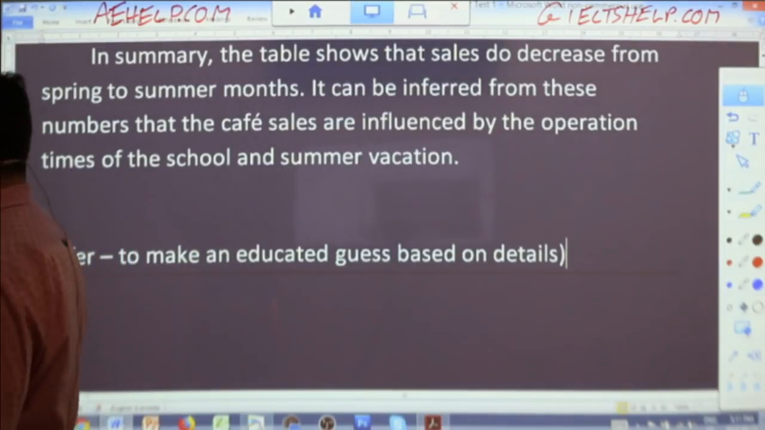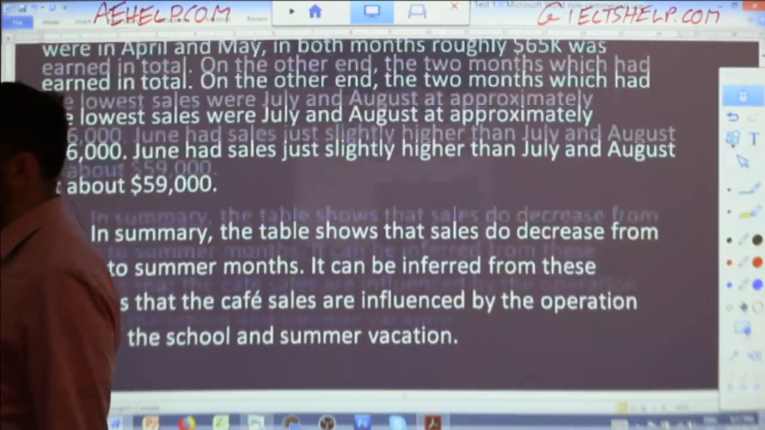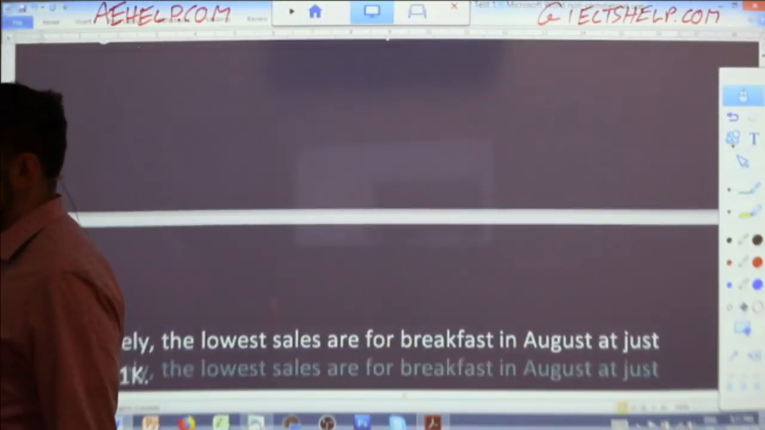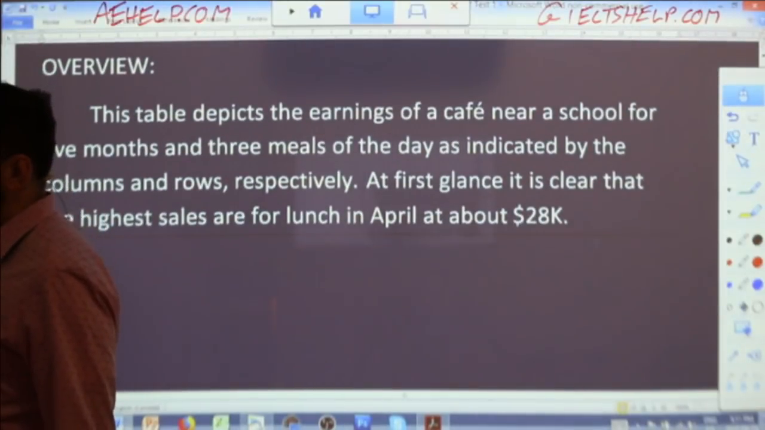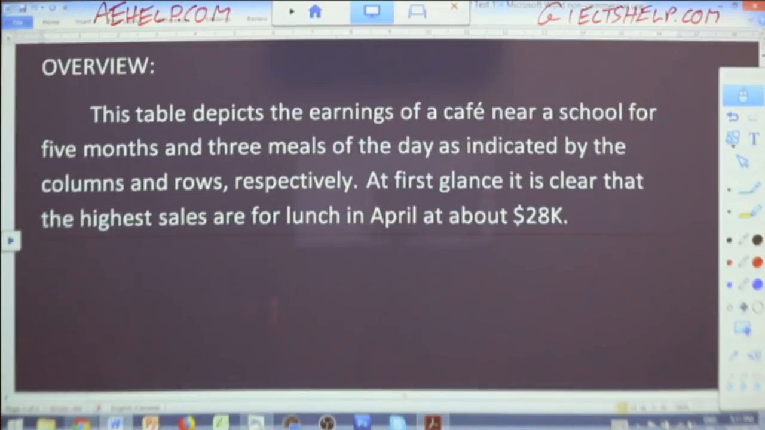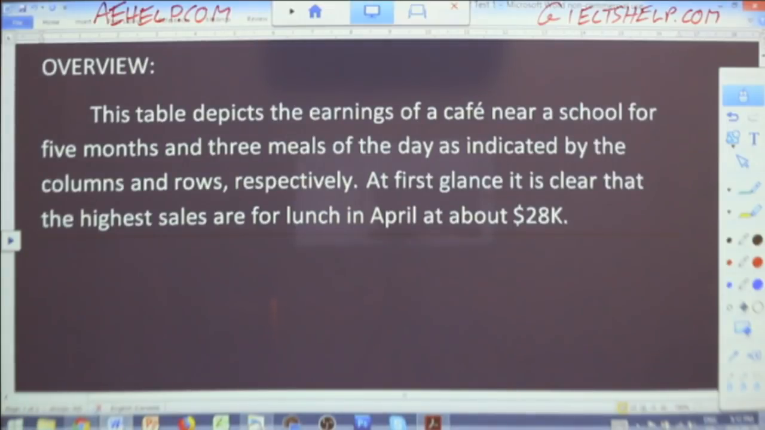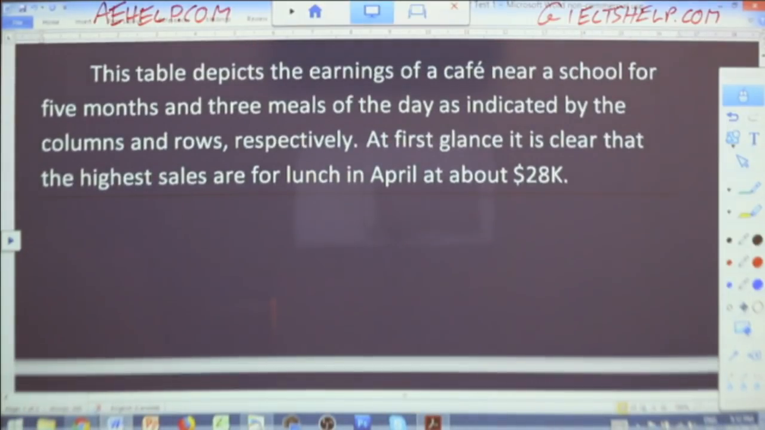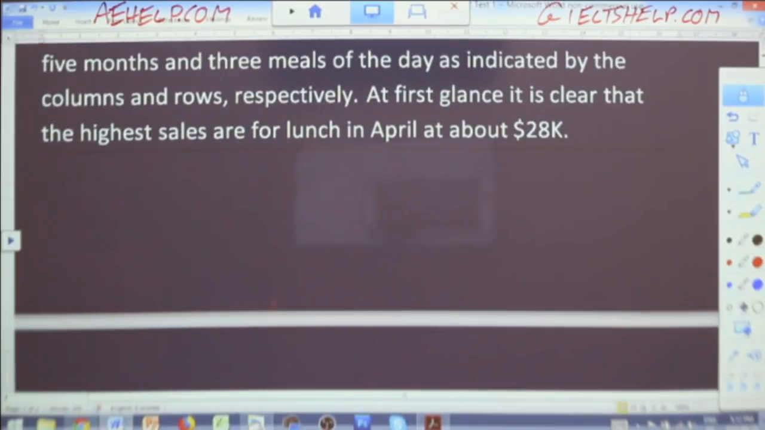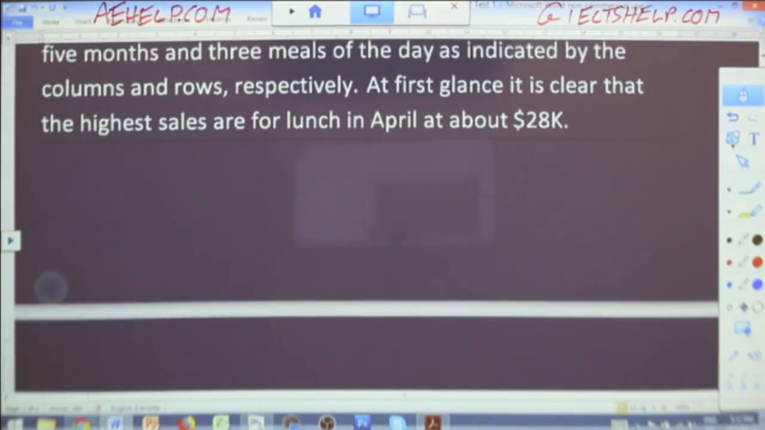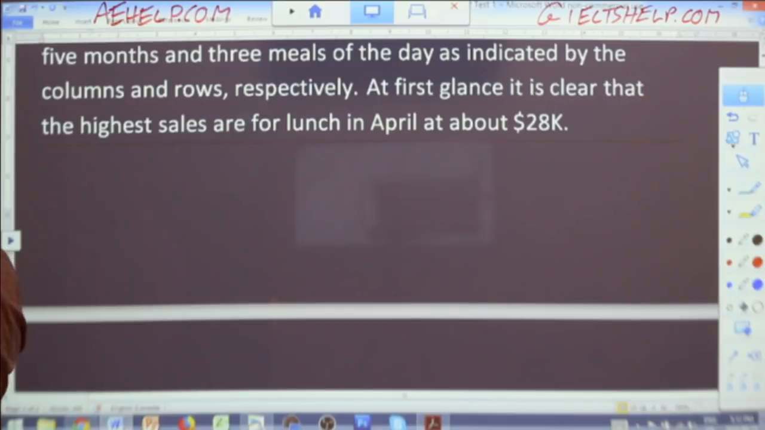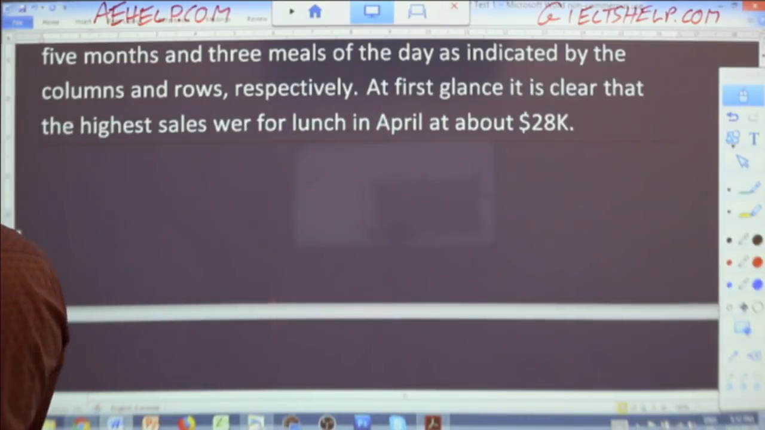All right, so let's have a look at our full answer here, and then we'll do a quick word count to make sure that we've reached the required number of words. So this table depicts the earnings of a cafe near a school for 5 months and 3 meals of the day as indicated by the columns and rows respectively. At first glance, it is clear that the highest sales are for lunch. And here, like I said, I'd want to correct that. So if I have enough time to review, I would make a correction here.